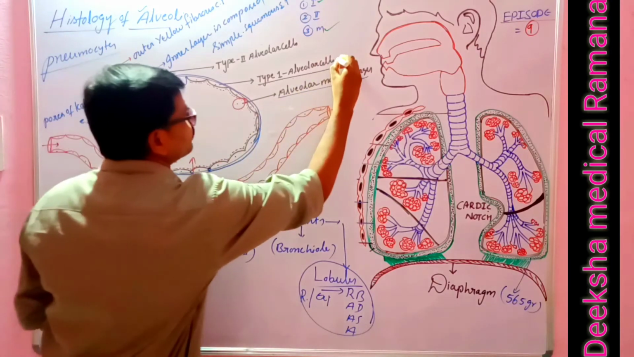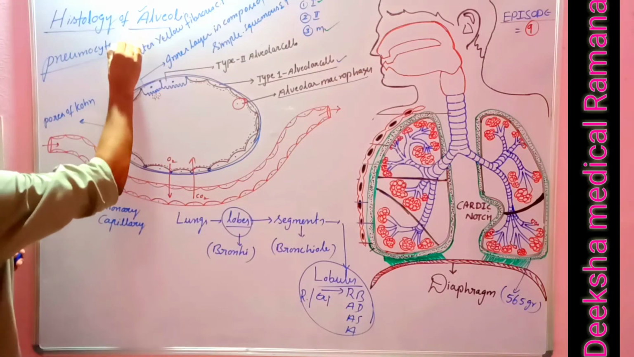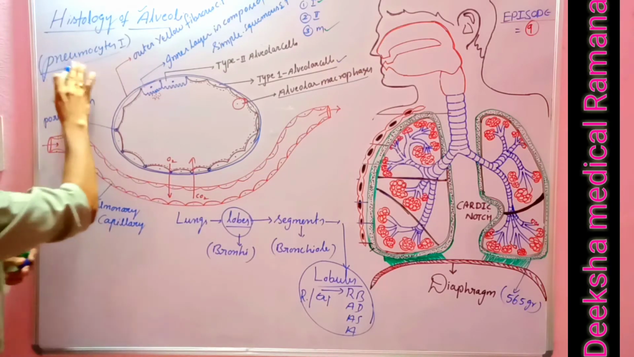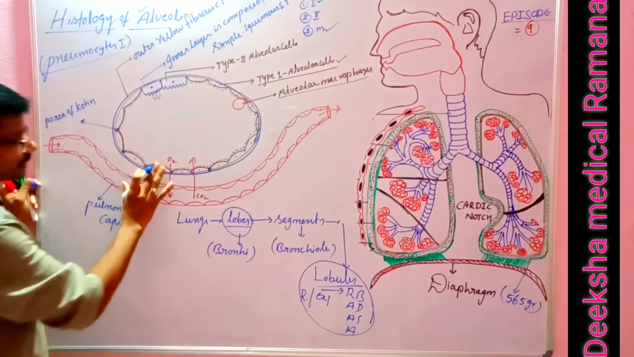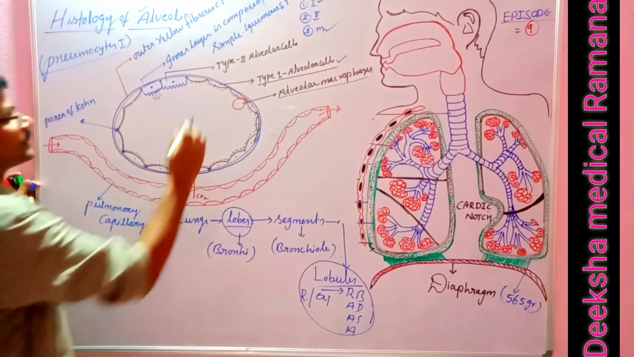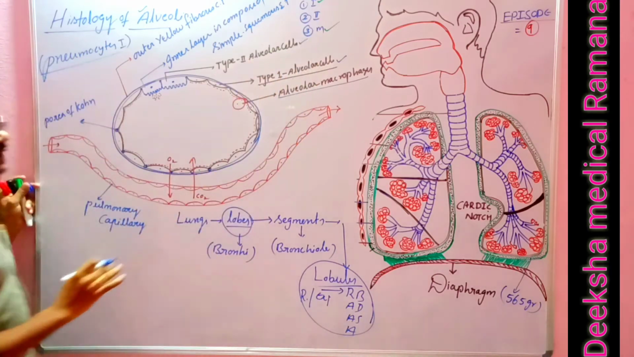So the first type of alveolar cells are the first type of pneumocytes. These are involved in the exchange of gases. It is very clear, right? These are mostly involved in the exchange of gases. Next one is the second type of alveolar cells.